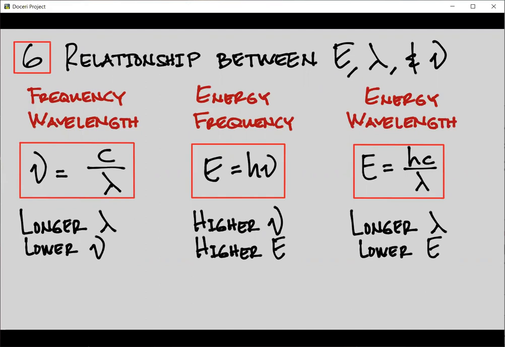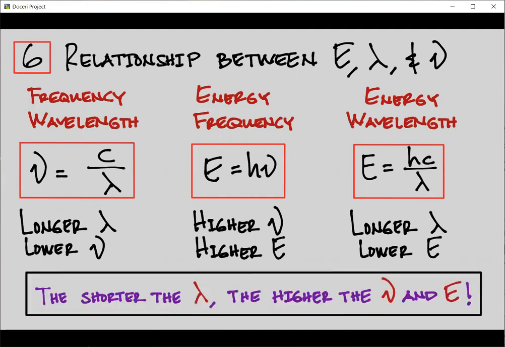So we can summarize all of these things in one single statement right over here, where it says the shorter the wavelength, the higher the frequency and energy. You can also say the longer the wavelength, the lower the frequency and energy.